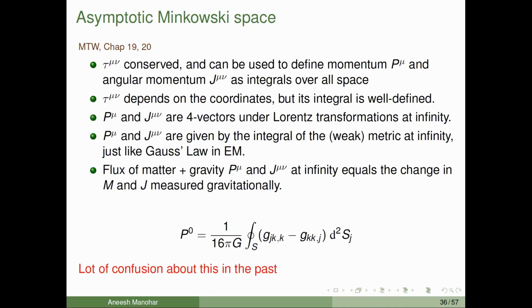So the summary is, again, you can read all about it in Misner, Thorne and Wheeler. You can define a tau mu nu, which is conserved, and use it to do everything you wanted about angular momentum. Different observers will disagree on where the energy is distributed, but the total momentum and the total angular momentum are independent of the observer. And you get the usual conservation law that the flux of energy out is the change in the mass inside, provided the mass inside is measured gravitationally in terms of the asymptotic field. So this does everything you want.